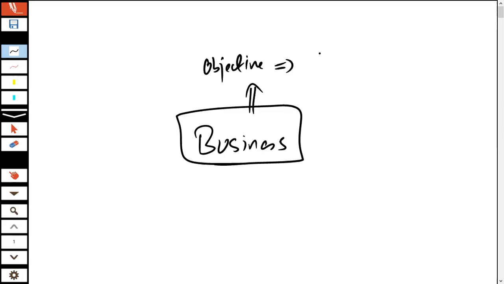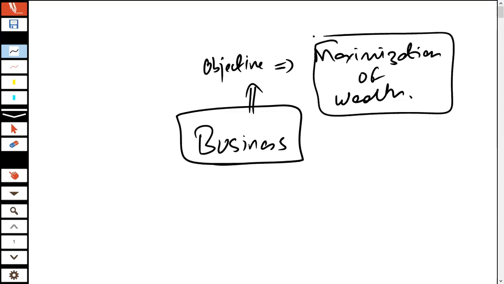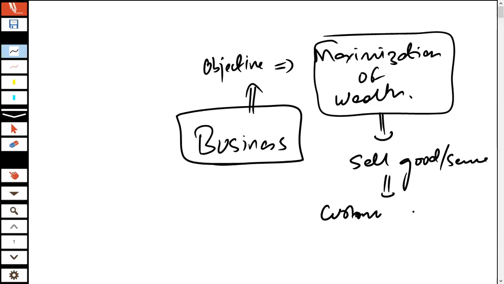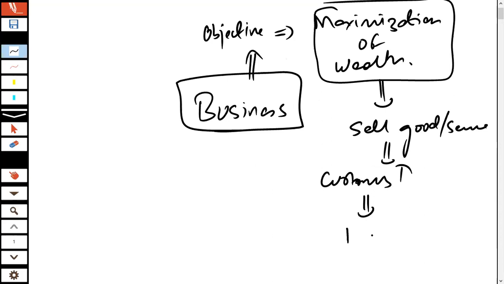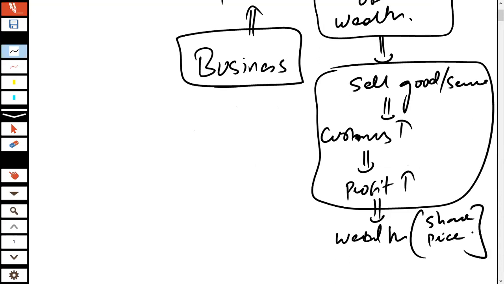And generally speaking, what is that objective? The objective is your wealth maximization. So if I am running a business, I'm running it with the objective that I need to maximize my wealth. Now, if I have to maximize my wealth, what do I need to do? I need to ensure that I sell my goods and services to my customers, and my number of customers keeps on increasing. And when the number of customers keeps increasing, ultimately I would be in a position to earn more and more profits. And ultimately these profits are going to be translated into wealth. That is, the share price of my business is going to increase, and ultimately that would mean that my own wealth is going to increase.